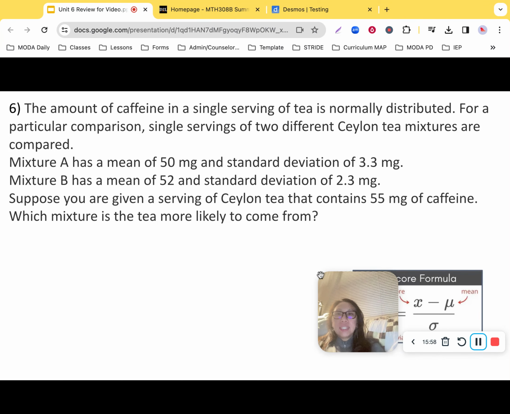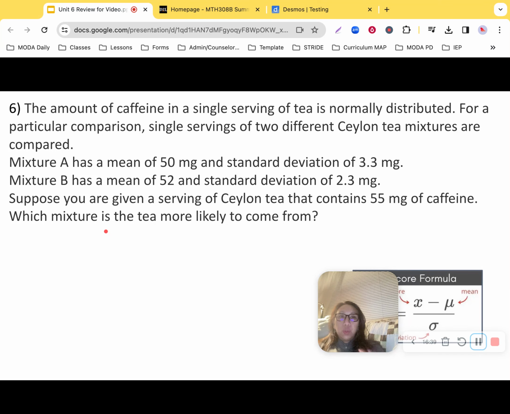All right, for number 6, we are given that the amount of caffeine in a single serving of tea is normally distributed. For a particular comparison, single servings of 2 different Ceylon tea mixtures are compared. Mixture A has a mean of 50 milligrams and a standard deviation of 3.3 milligrams. Mixture B, on the other hand, has a mean of 52 and a standard deviation of 2.3. Suppose you are given a serving of Ceylon tea that contains 55 milligrams of caffeine. Which mixture is the tea more likely to come from?